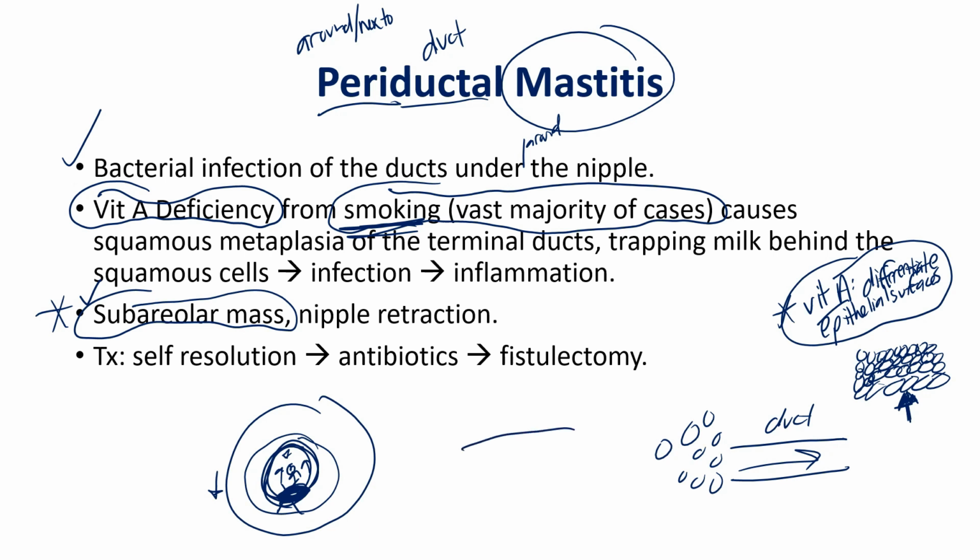So let's go back to the duct. We're referring to the duct in periductal mastitis in this disease. I want to tell you a really high yield point, and that is that there are always 2 layers of epithelium, whether it be at the level of the lobules or the level of the ducts. In breast tissue, in the main functional parenchyma of the breast, you always have 2 layers.